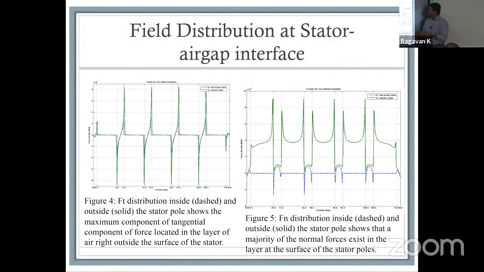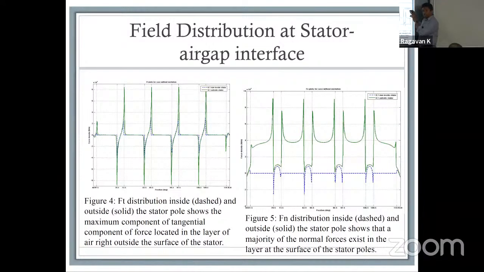Now, this is the field distribution that you have. Okay, so this is the field distribution you have. It's a uniform field distribution. If you span across one full pole pitch, what you will notice is that you get a very uniform magnetic field distribution. FT and FN are very uniformly distributed across the entire pole. And there is a flux distribution that goes with it as well.